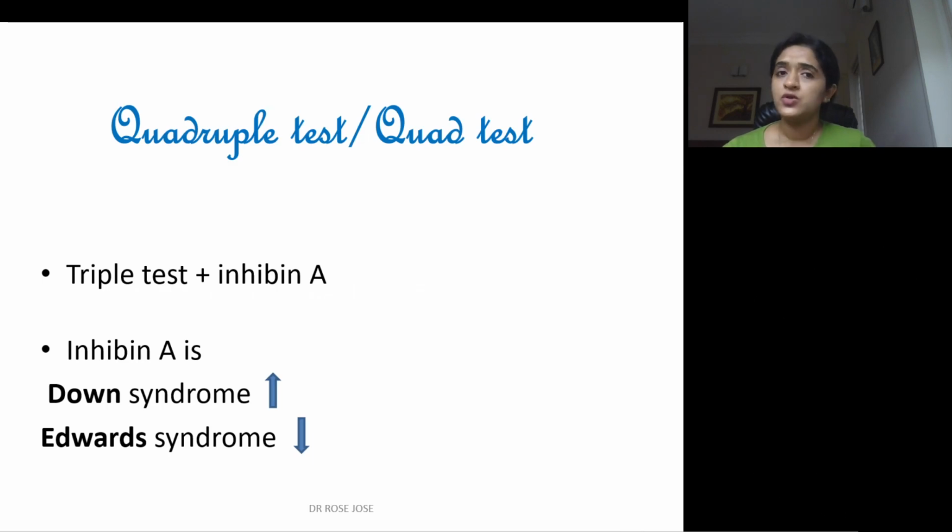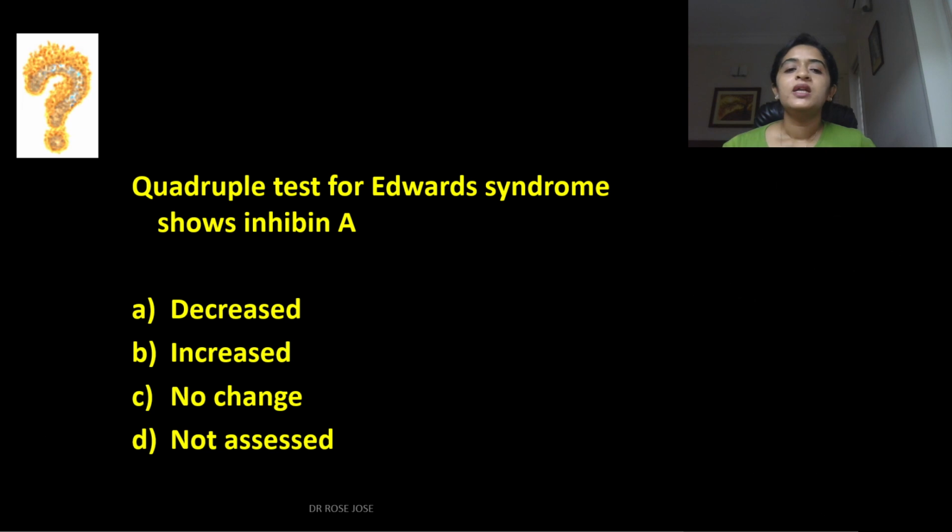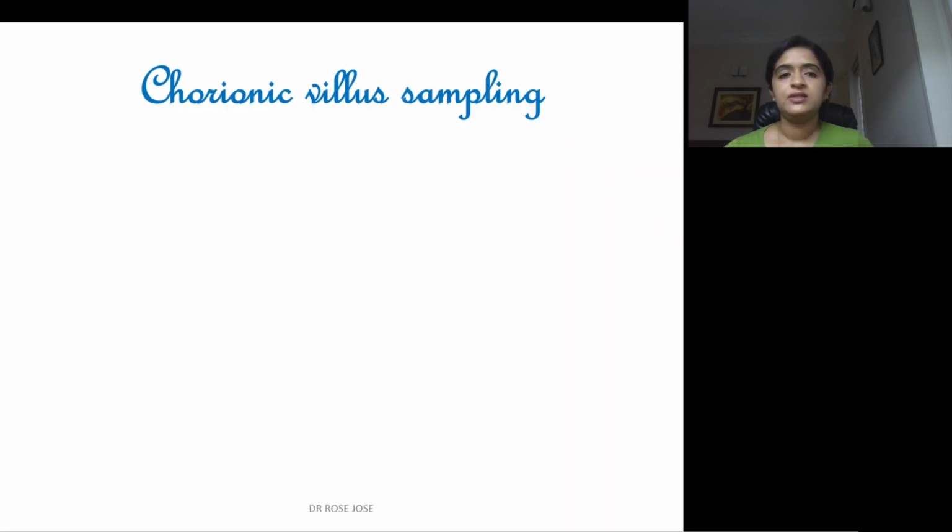And what do you mean by quadruple test or quad test? If you do a test of inhibin A along with the triple test, you call it the quadruple test or quad test. In this, if you test inhibin A, in Down syndrome it is increased, whereas in Edward syndrome it is decreased. So that is the clue which you get. Quadruple test for Edward syndrome shows inhibin A decreased.